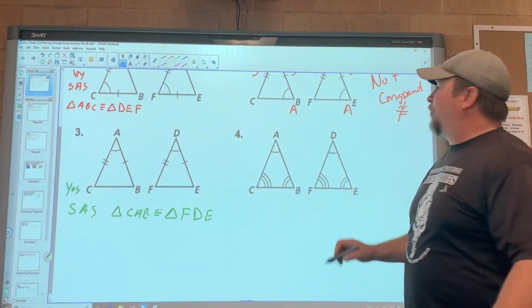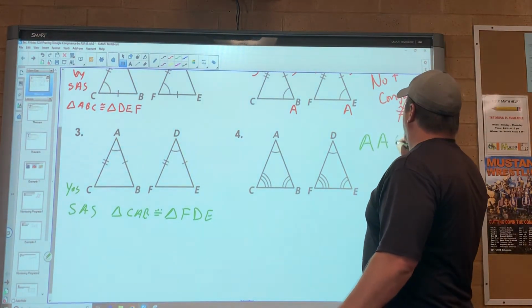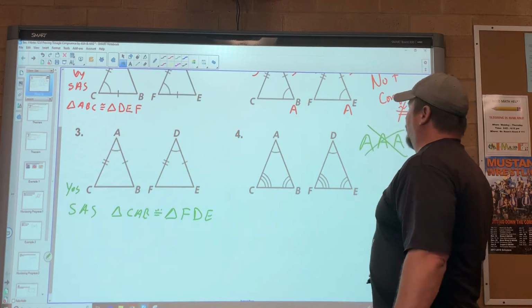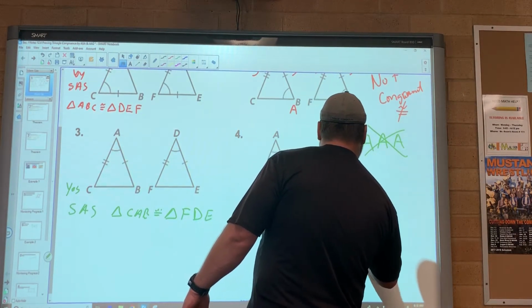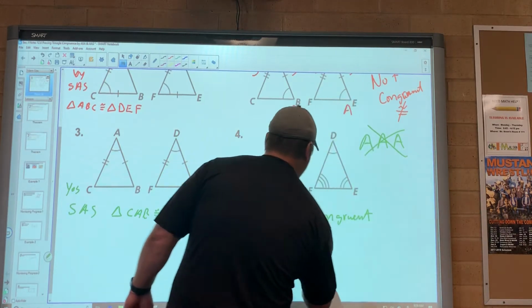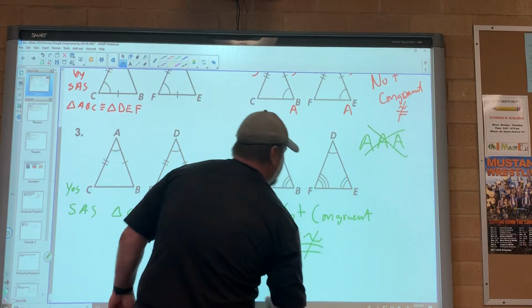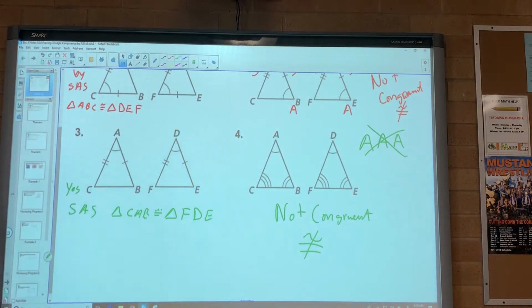That is not one that works. This is not one that works. Angle, angle, angle is not one that works. So we're going to say not congruent. In other words, it's not congruent. Does that make sense? All right.